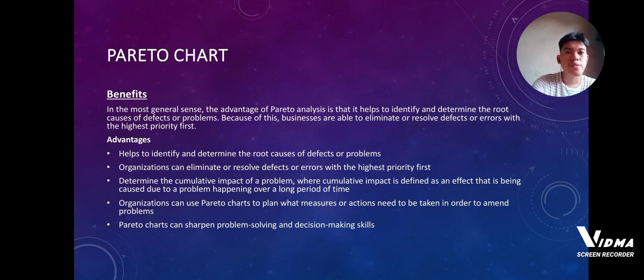It can also determine the cumulative impact of a problem, where the cumulative impact is defined as an effect that is being caused due to a problem happening over a long period of time. Next, organizations can use Pareto charts to plan what measures or actions need to be taken in order to amend problems. And the last one is a Pareto chart can sharpen problem solving and decision making skills.